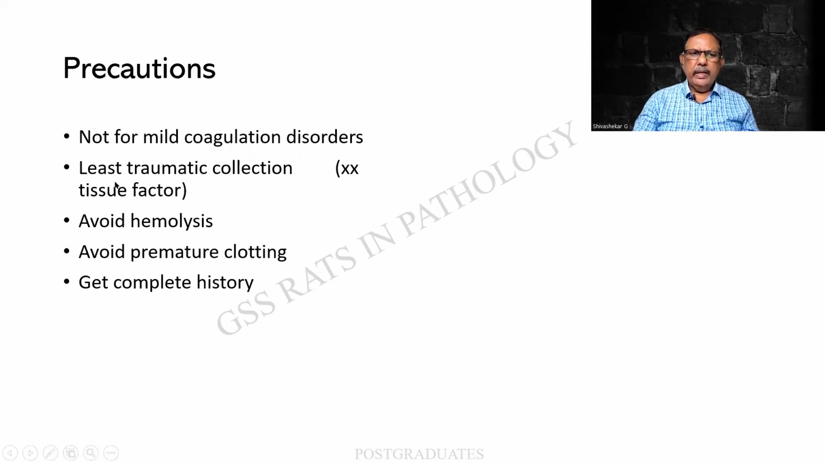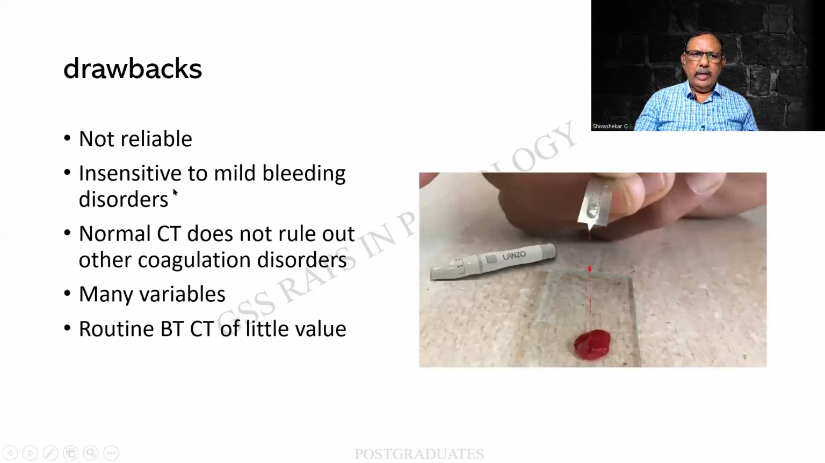There has to be a least traumatic collection because there can be the release of tissue factors which can interfere with the test. Hemolysis has to be avoided, and premature clotting has also to be avoided. A complete history, whether the patient is on drugs or is a hemophiliac, etc., should be obtained. These are the precautions. Not reliable, and a normal clotting time does not rule out other coagulation disorders. Again, variable in the sense that in different settings and different hands, by different methods, you get different values. There is little value for routine bleeding time and clotting time.